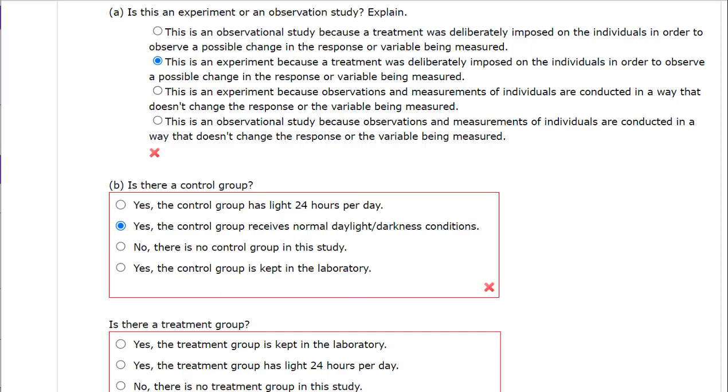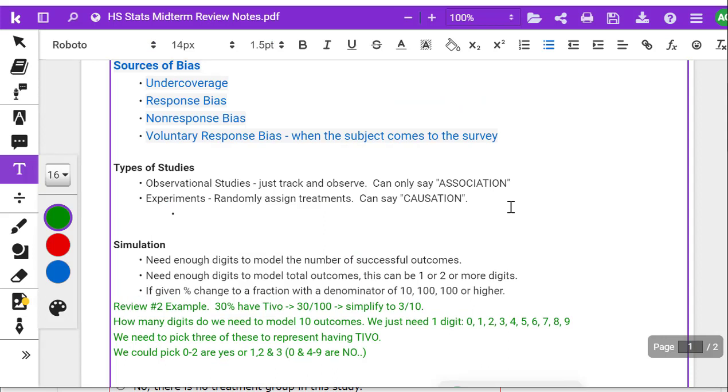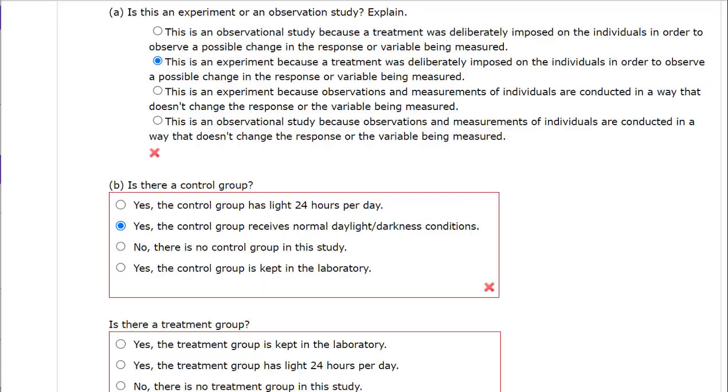So control group is the group, let's go ahead and do experiments. So experiments has a couple extra things. Control group has normal conditions, no special treatment. Might receive a placebo. They don't have to receive a placebo, but they might, okay? All right, so let's go back to your thing.